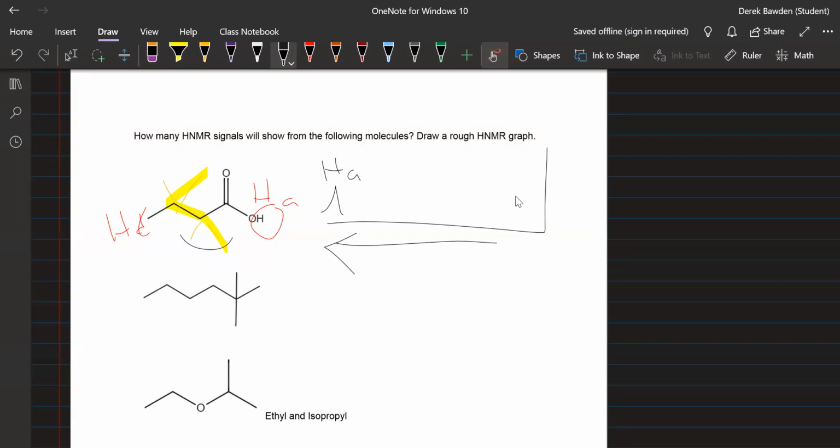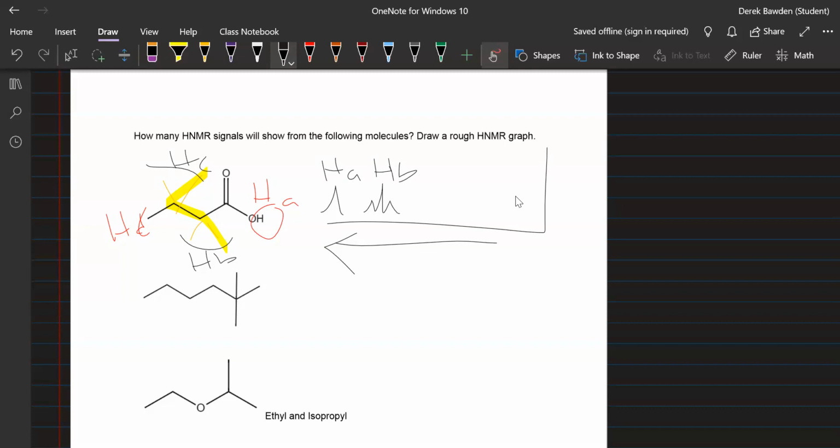So these are HBs, HCs. HB has 2 neighbors, which are both the HCs. We use our N+1 rule, which gives us 3 peaks. There's our HB peak. How many neighbors does HC have? One neighbor.